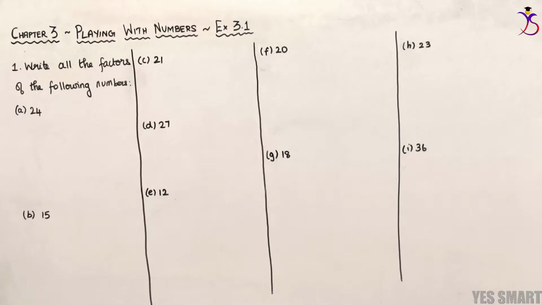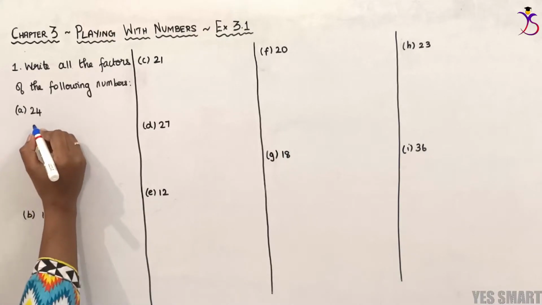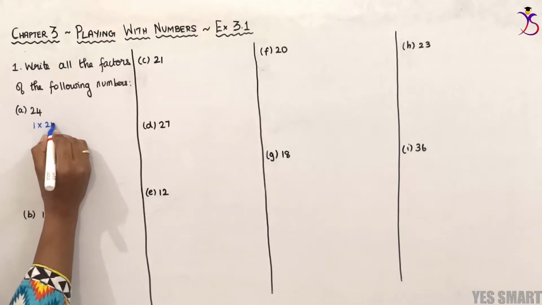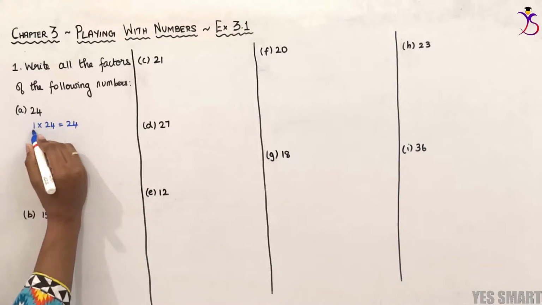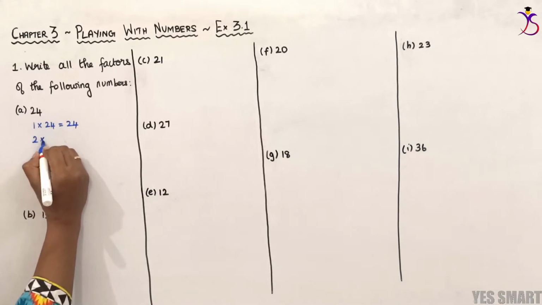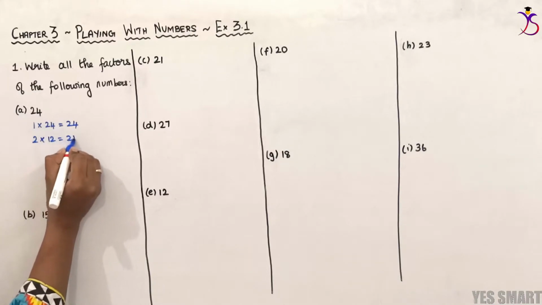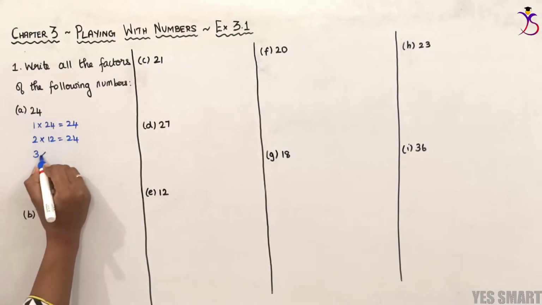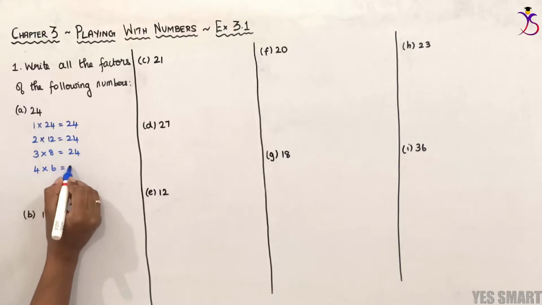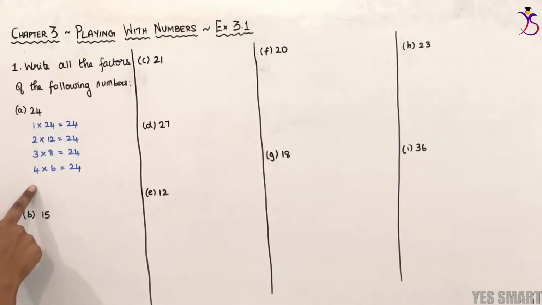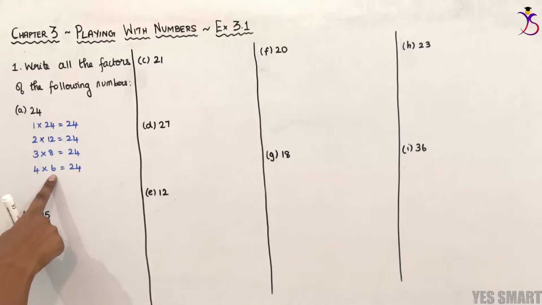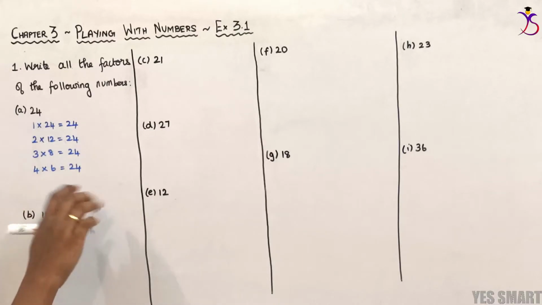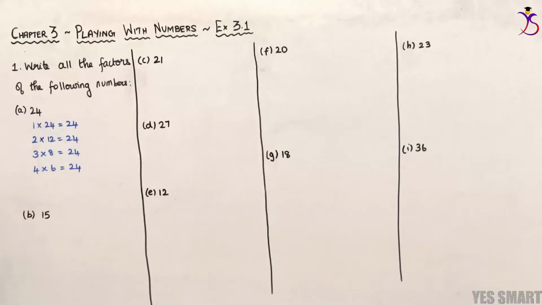First, subdivision 24. We will start with the multiplication method. 1 into 24 equals 24. After 1 we have 2, so 2 twelves are 24. After 2 we have 3. Therefore 3 into 8 equals 24. After 3 the next number is 4. 4 sixes are 24. After 4 we have 5. In the 5 table we will not get 24. Then after 5 it is 6, which we have already written here. Therefore the numbers start getting repeated. Hence we can stop here.